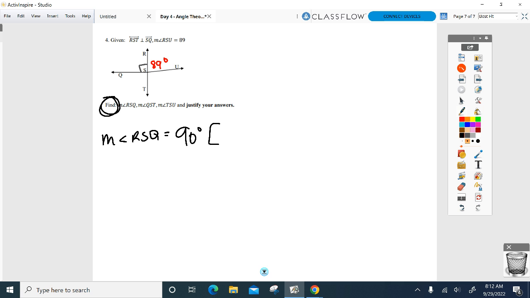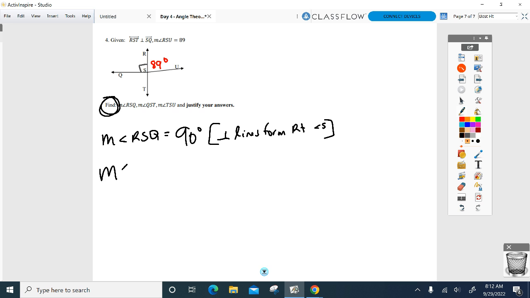All right, write it all out. I'm being flexible. I don't need one. This is not like the reasons column of a proof. I'll be flexible. So I'm just going to write perpendicular lines form right angles. If you want to write right angles equal 90, fine. I just need to know something from you that tells me you know that's 90.